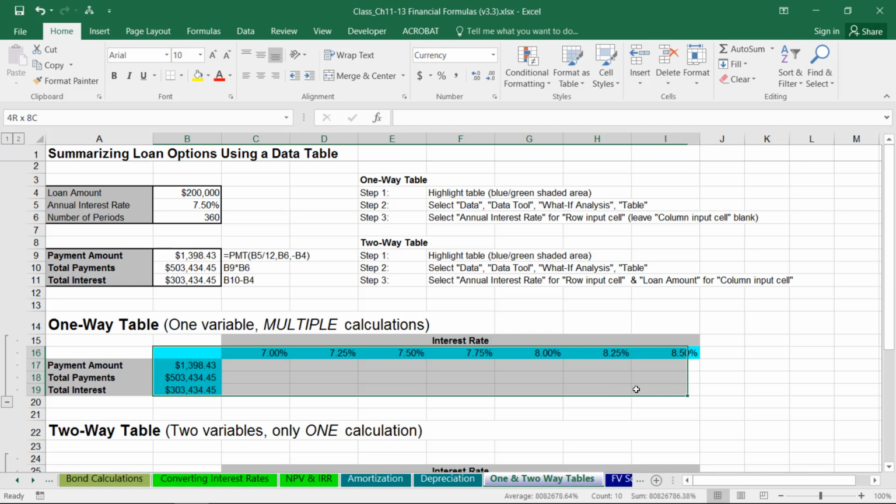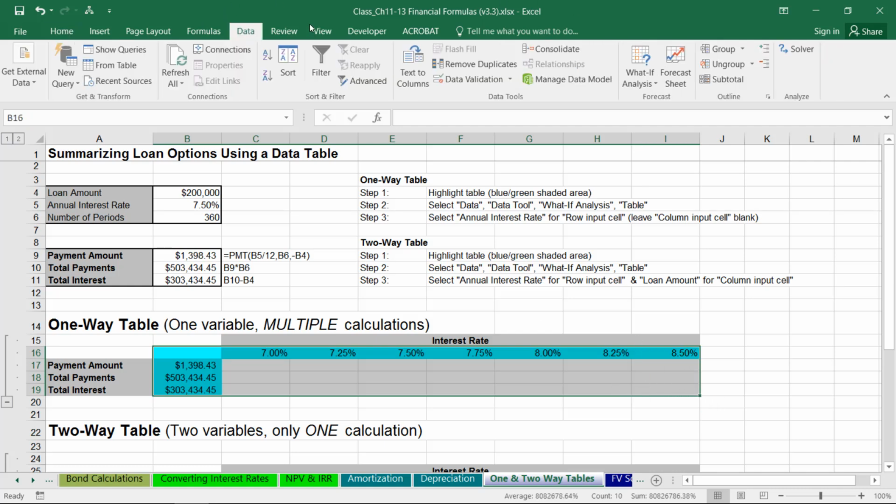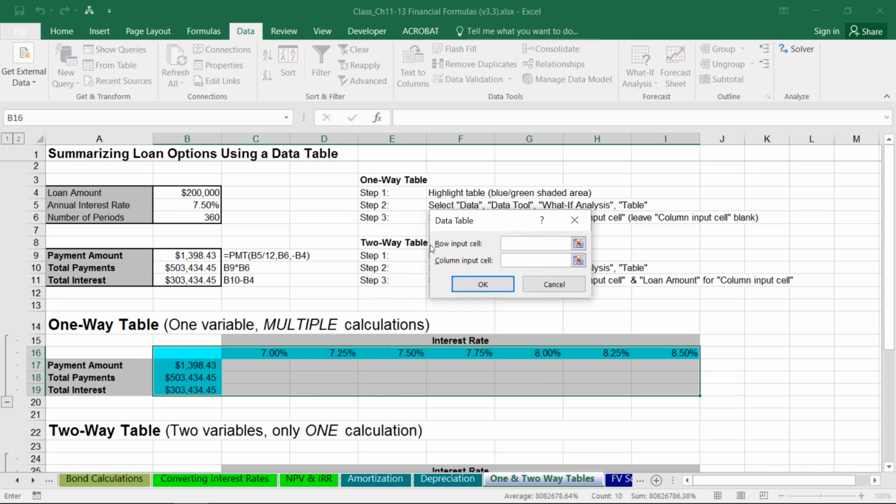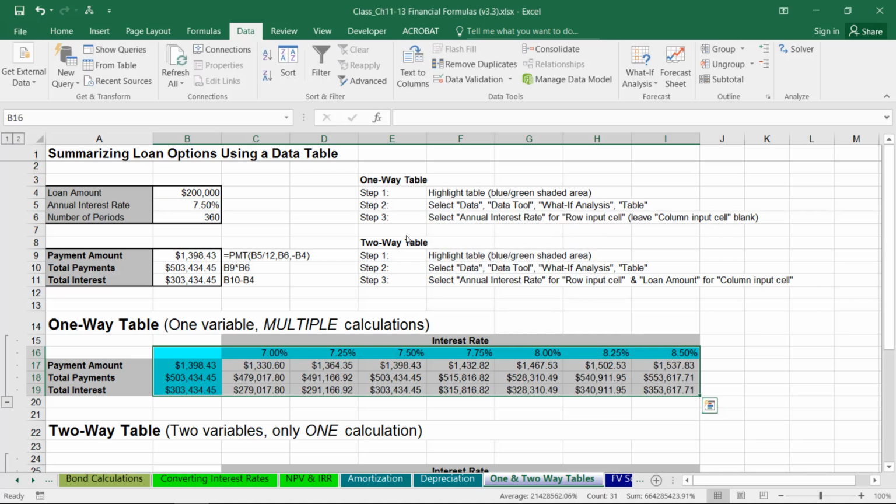Next, we highlight this whole area and say data, what if analysis, data table, and the first question I always ask is what changes as we move across the row? Well, it's going to be the input for these formulas, which is this 7.5% up here in B5. In this case, we're not varying data down the sides, so there's no change in the column input cell, so we'll say OK.